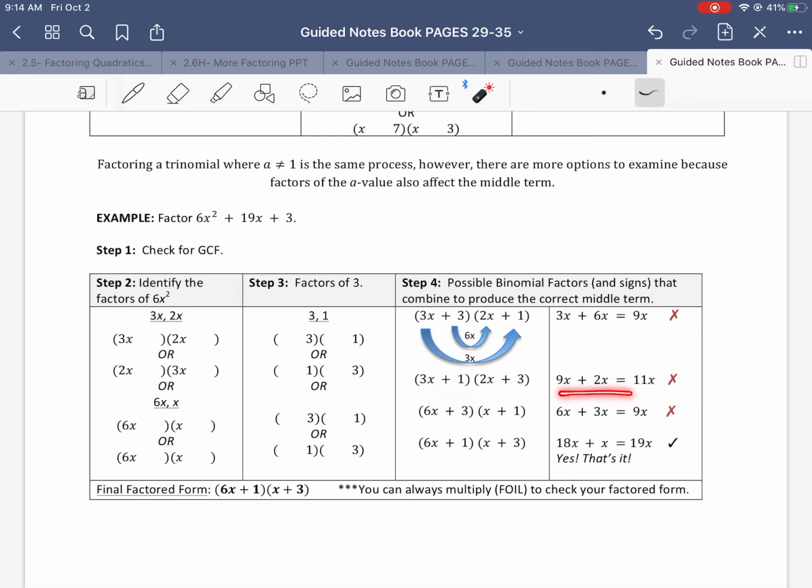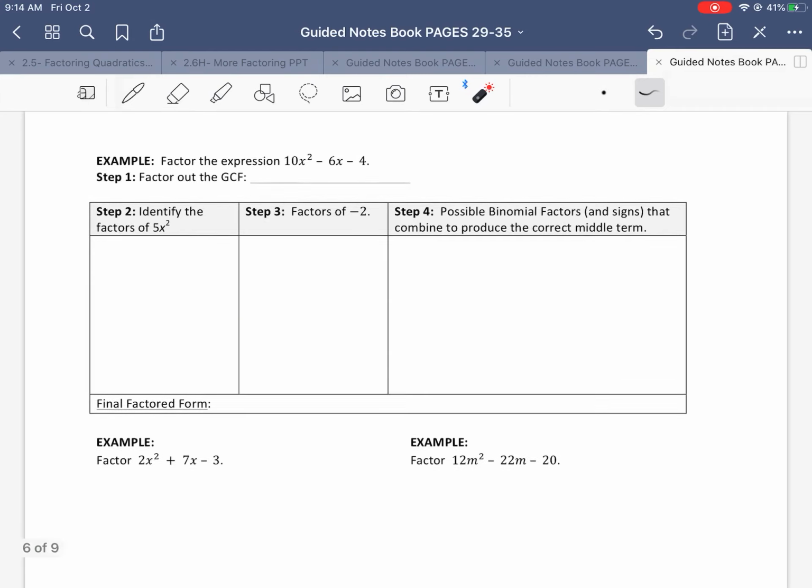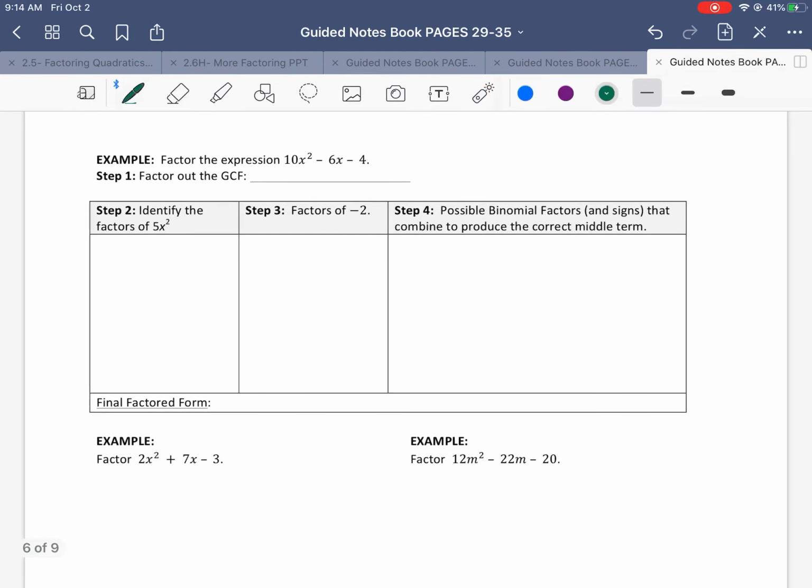And every time you check it, we come over here and we say, does it work? Does it work? And we go until we find the one that does. Once it works, you're done. You don't have to check every option. That would be then your factored form. So let's look at some of these examples.